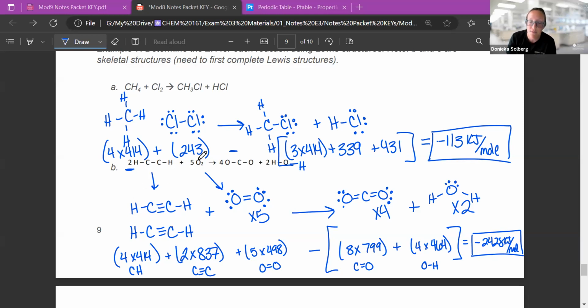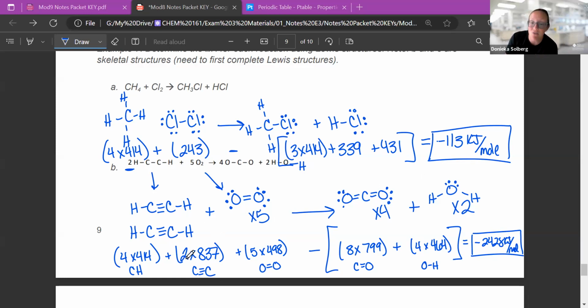I have two of them. 5 O2s. O2 is actually a double bond. 4 CO2s and 2 H2Os. Oh, I think that H broke off. That should have been 2 HOHs. That should look like this. So these are the Lewis dot structures.